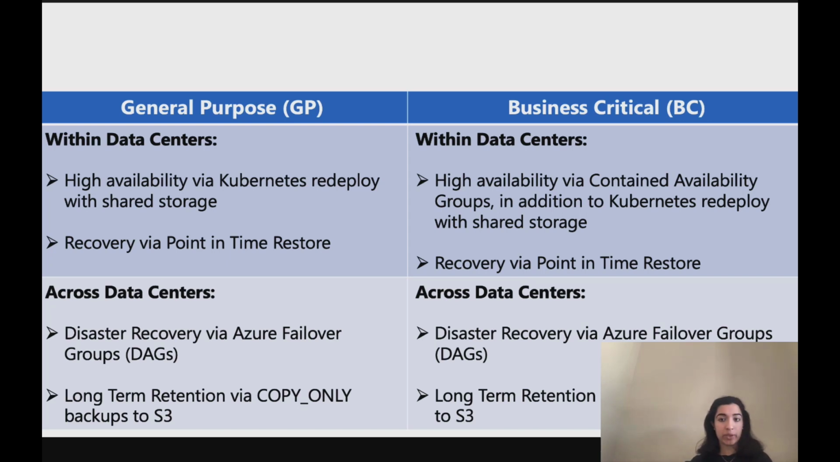Now, high availability is provided in a contained availability group for the business critical service tier. And in this scenario, you can actually point and tell what storage you want to use for Kubernetes. In business critical, you also can specify 2 or 3 replicas as well. And again, you're having the same point in time restore for this service tier too. And both general purpose and business critical have Azure's failover groups as distributed availability groups.